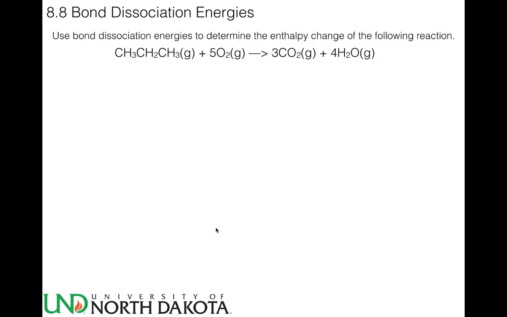Let's do an example. And examples like this will cause you to tap into your knowledge of drawing electron dot structures. We need to use bond dissociation energies to determine the enthalpy change of the following reaction. We have propane plus 5O2 gives us carbon dioxide and water. Now we'll need to figure out how many and what type of bonds we have.